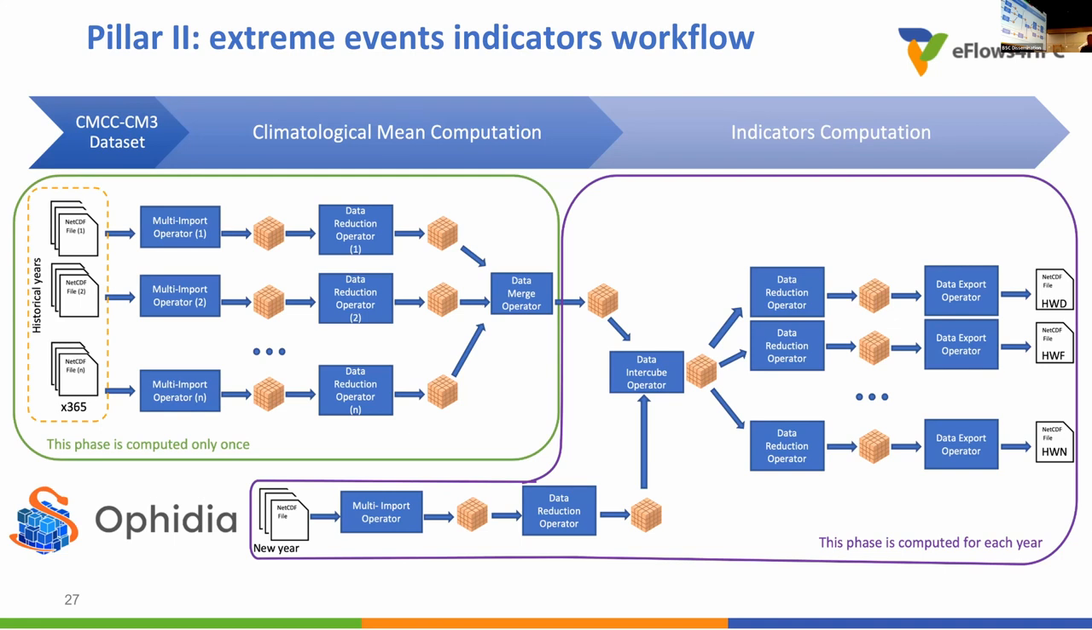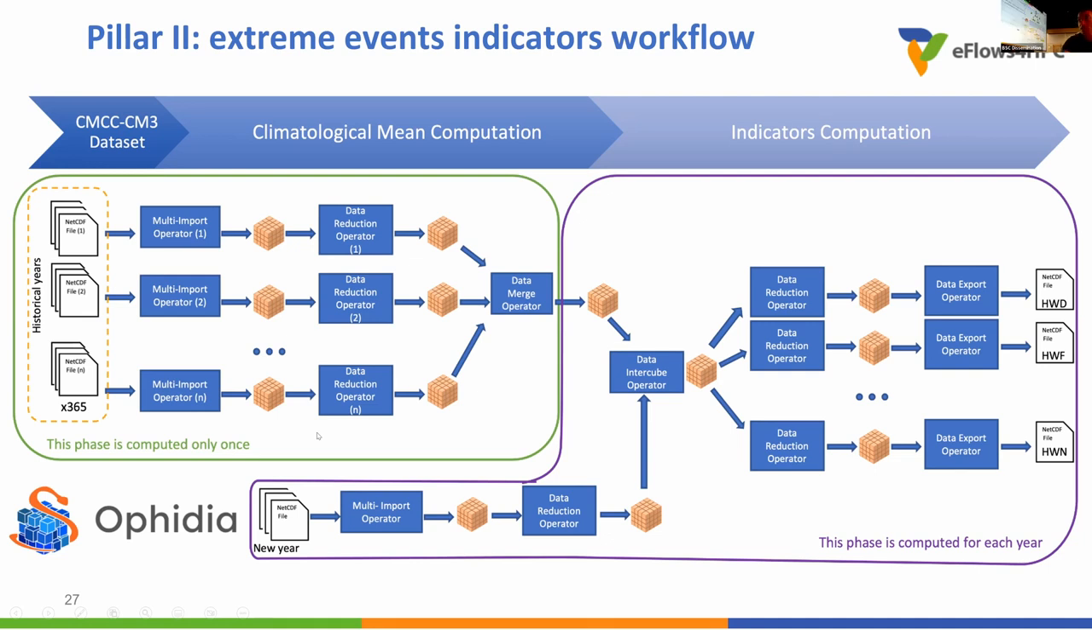This purple part on the right side of the slide is executed for each year, and all the operators can be executed in parallel. And also the pipelines of operators which are independent can be executed in parallel as well. So for example, all these pipelines here from multi-operator in the reduction can be executed concurrently since they have no dependencies.